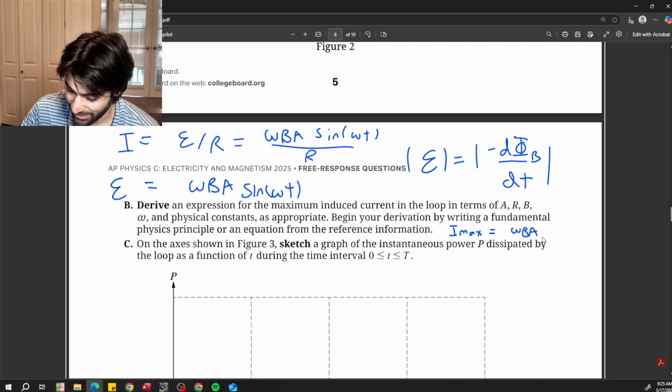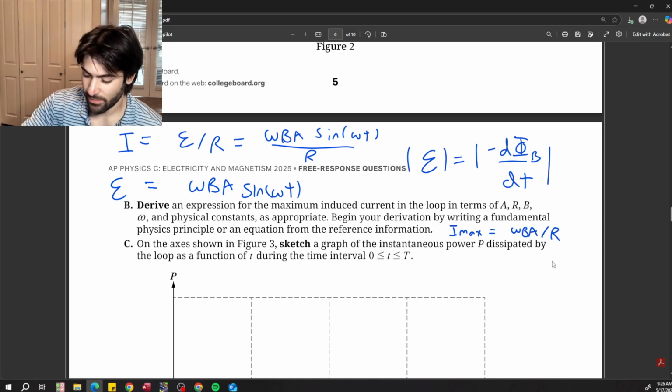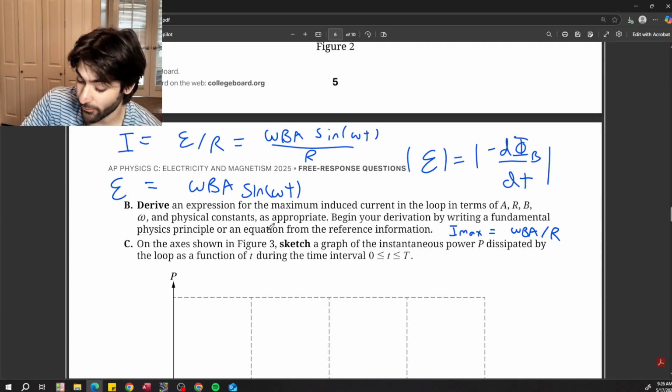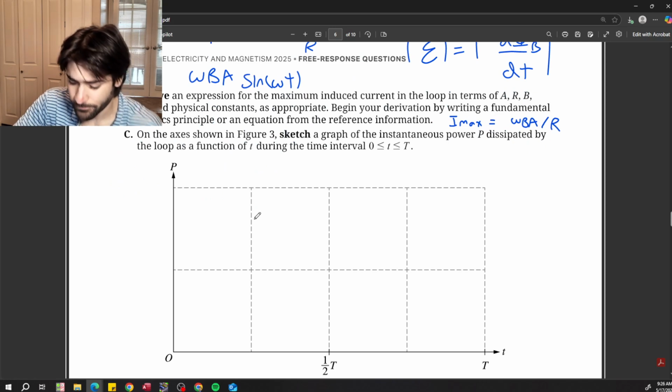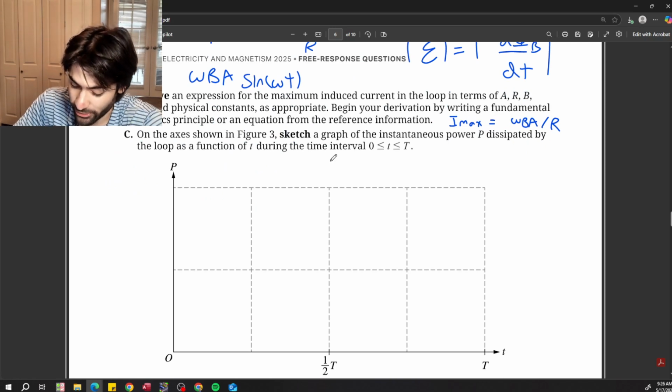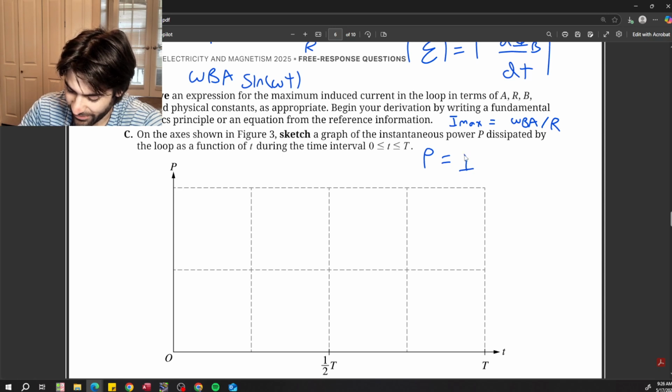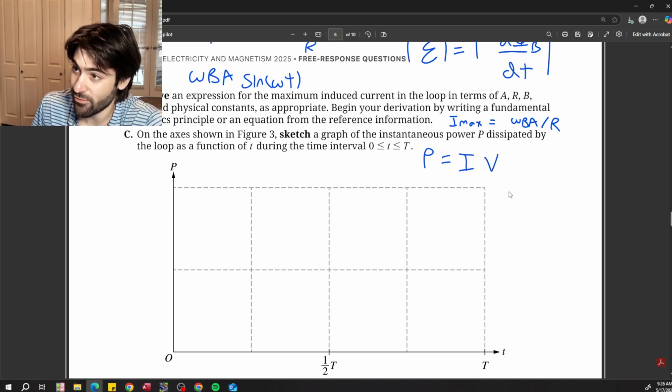Omega BA over R. And as you can see, it uses A, R, B, and omega, and we don't need any other physical constants. On the axes shown, sketch a graph of the instantaneous power dissipated by the loop as a function of t. How do we get an expression for power? It's I times V. Or in this case, I times the EMF.